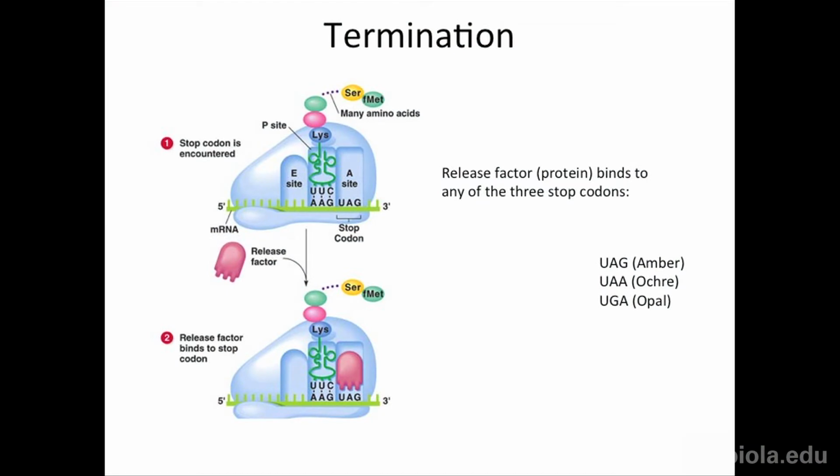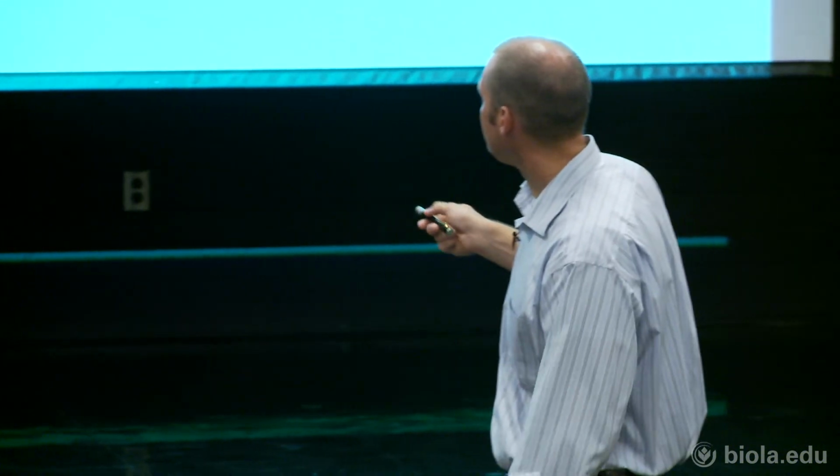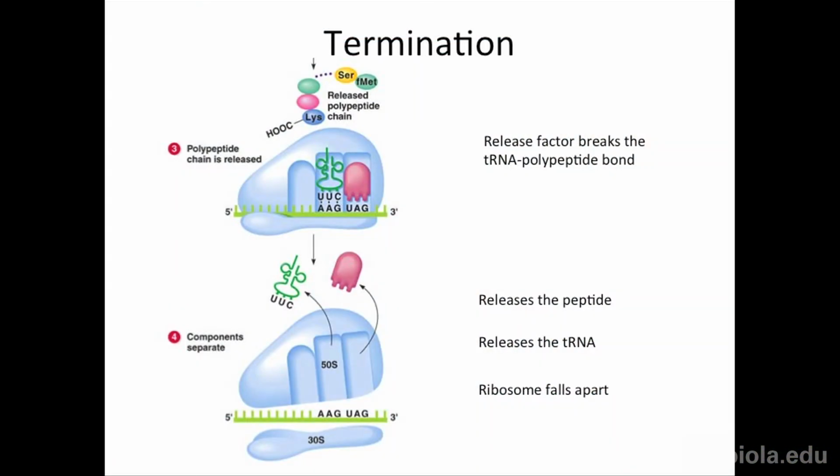So it binds in here, and it just creates mayhem. It just breaks everything apart. That's its job. I've already got my whole protein made, so all I've got to do is basically disassemble the whole thing. It breaks multiple bonds here. It breaks the tRNA polypeptide bond first. So that whole polypeptide chain, the last guy that was on there was the lysine. The release factor catalyzes the breaking of that bond, and it first just releases your finished protein. Okay? And then it's going to disassemble the whole thing, but I'll take your question, yeah.